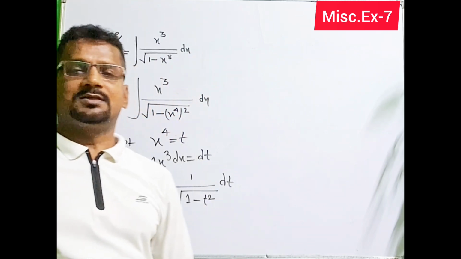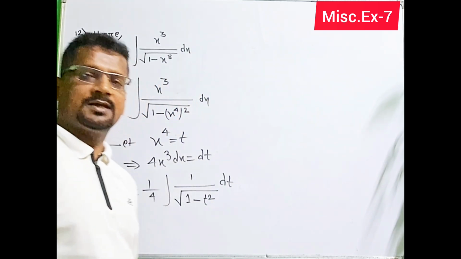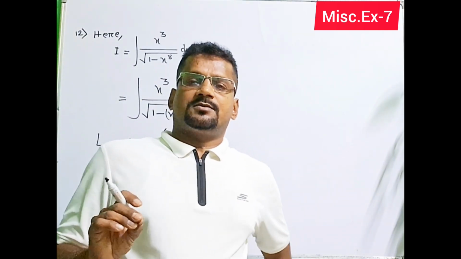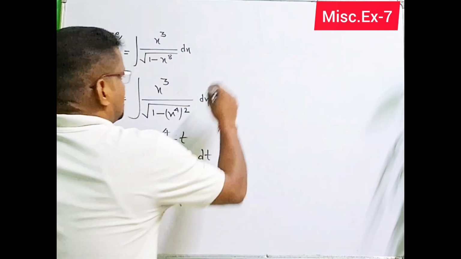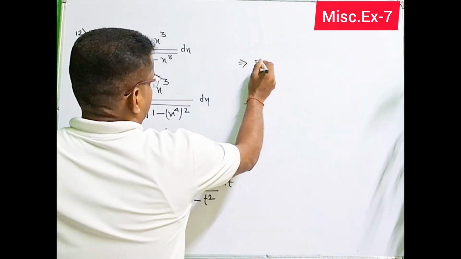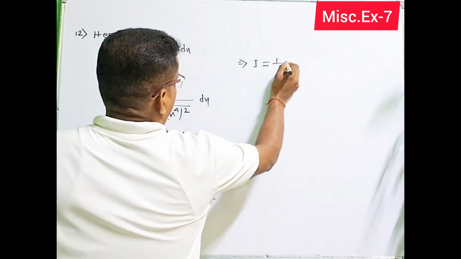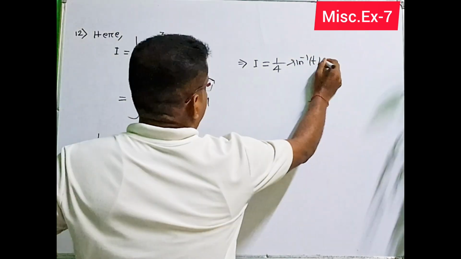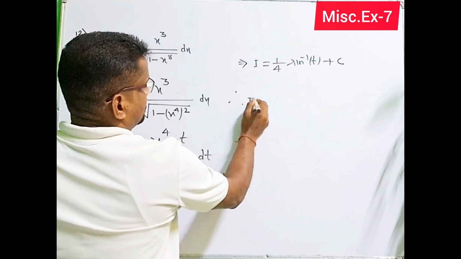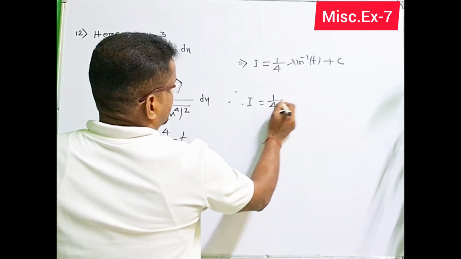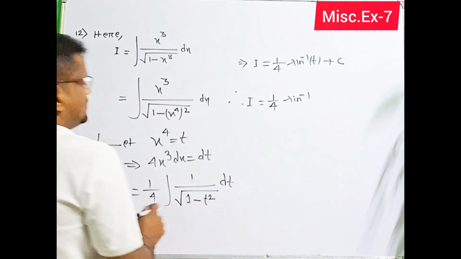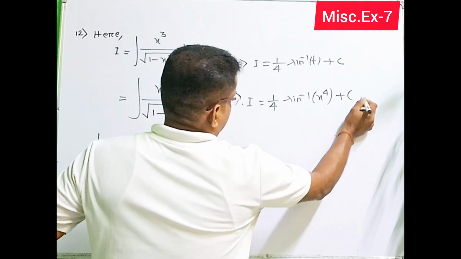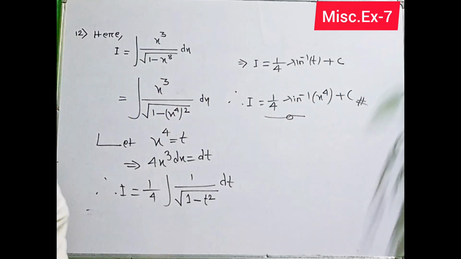Integration of this much is your standard formula, that is sine inverse. So you can write what now? 1 by root over 1 minus t square integrates to just sine inverse t. So this implies I equals 1/4 of sine inverse t plus c. So finally put the value of t here. I equals 1/4 of sine inverse of, t is what? x to the power 4. So sine inverse of x to the power 4, plus c. This is your answer. So that was easy, number 12.